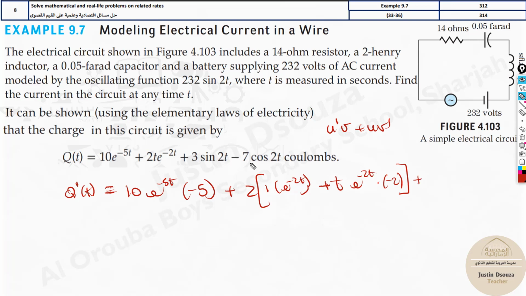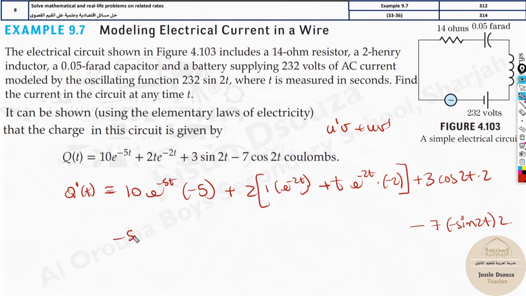Then we have 3, the sign will be positive, cos 2t into 2. This is from the chain rule, because the derivative of sine 2t is cos 2t times the chain rule, which is 2. And lastly, I'll write it over here, minus 7. Again, minus sine 2t times 2. This is the answer. We need to simplify this.